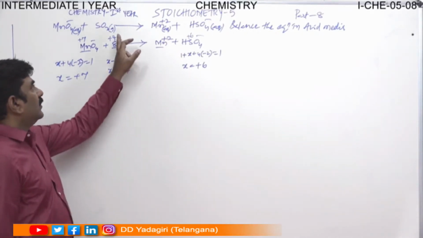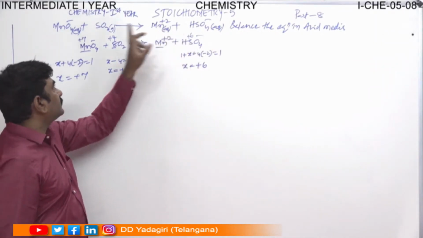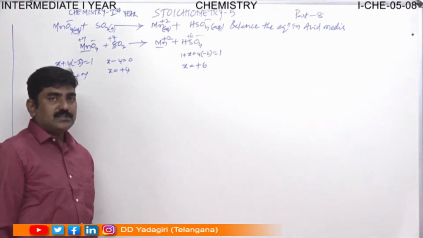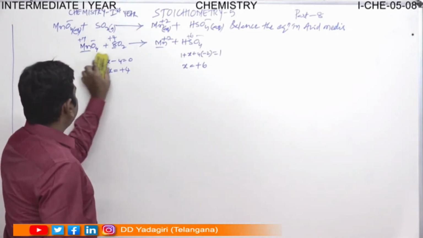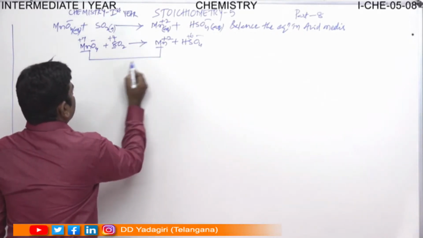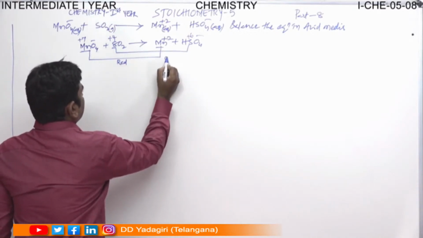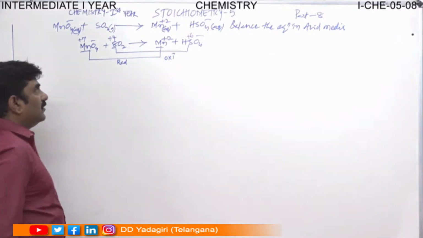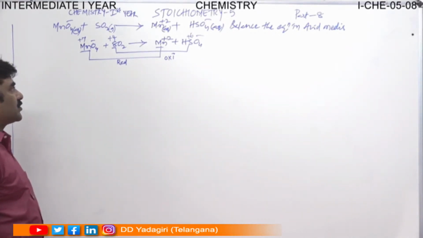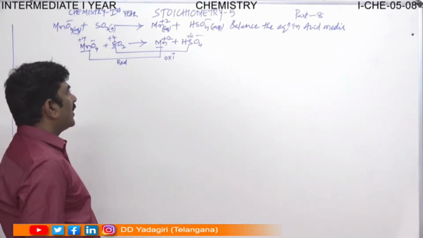What is happening here? Plus 4 to plus 6. Positive charge increasing. So which one is it? Oxidation. So plus 7 to plus 2. Positive charge decreasing. Therefore what is it? Reduction. So SO2 to HSO4 minus is oxidation, and MnO4 minus to Mn plus 2 is what? Reduction.